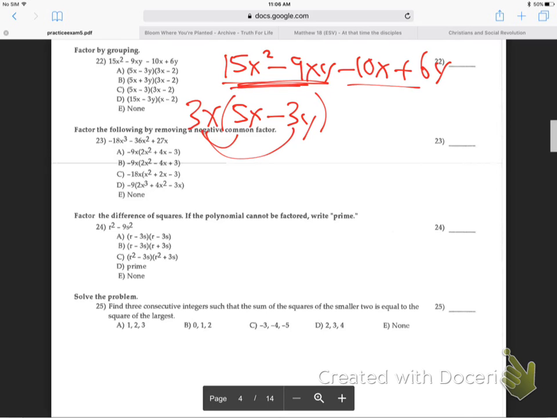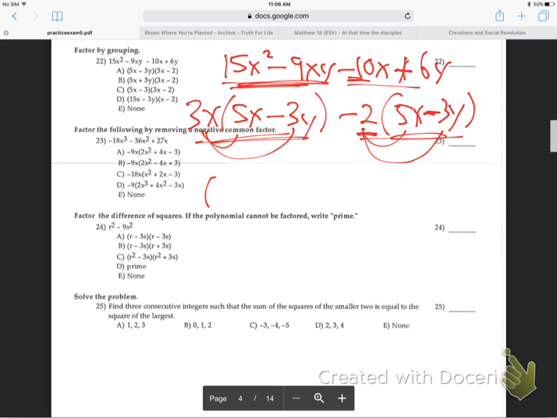Now on a 4-termer, a 2-2 split, what do you know about the parentheses on the first section? It's identical, so I'm just going to right away say the other one must be 5x minus 3y with something in the front. They've got to match. So what's in the front? What times 5 will be negative 10? Negative 2. Negative times negative is positive 6y. It's right. See how they match? Once they match, you take the common match, remove it, and put it out in the front. What's left? 3x minus 2.